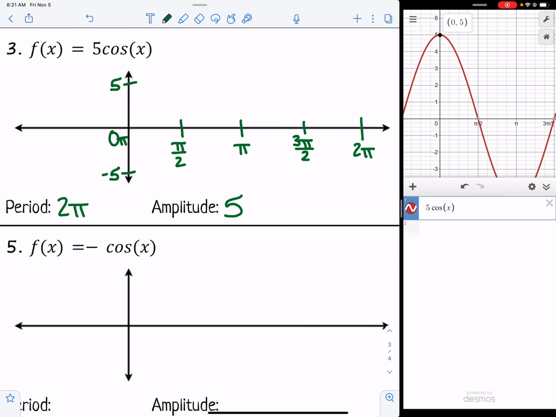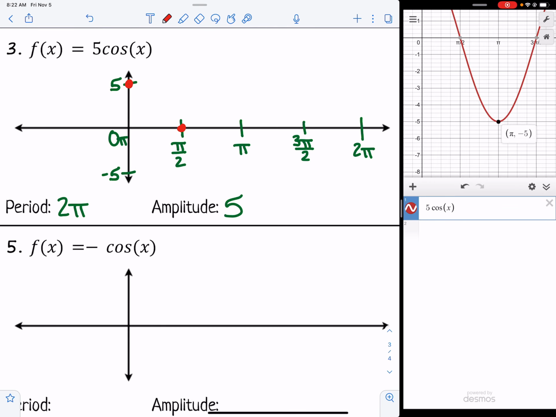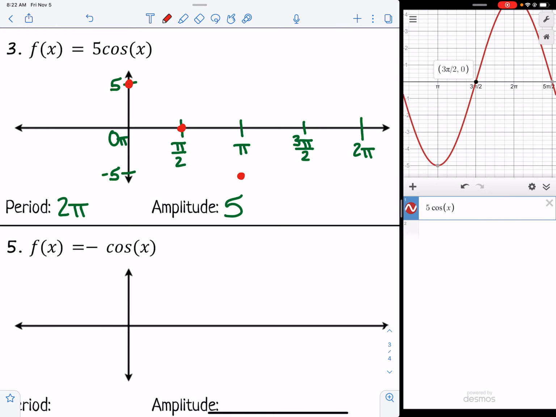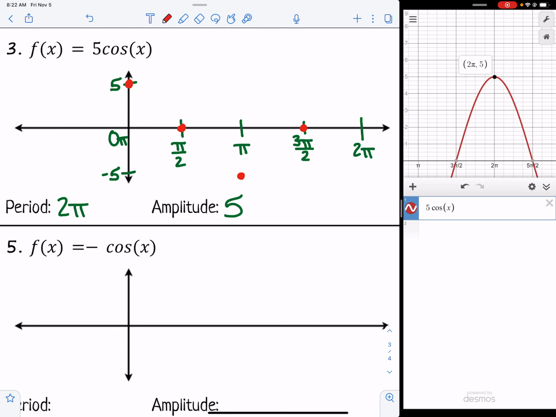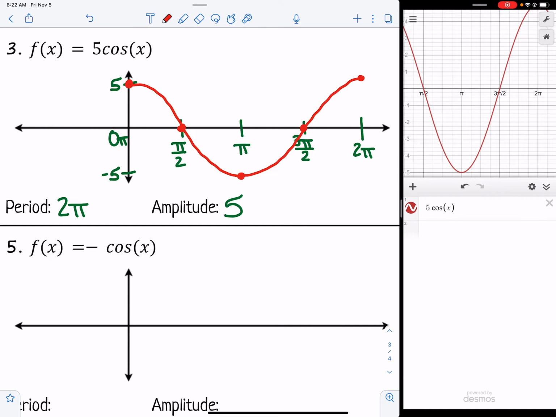So I'm going to just scoot over here and pick this first point out. So 0, 5 is the first point, so plot that right there. Then I can click easily on pi over 2, and I can see that's at 0. Then down here at the bottom of the curve, I can see I've got pi goes with negative 5. Moving along, I got 3 pi over 2 is back at 0. And then that last point that I need would be back at 5. And then it helps you just sketch a nice graph of the cosine of x with an amplitude of 5. But that's how you can set up Desmos to match what's on your paper.